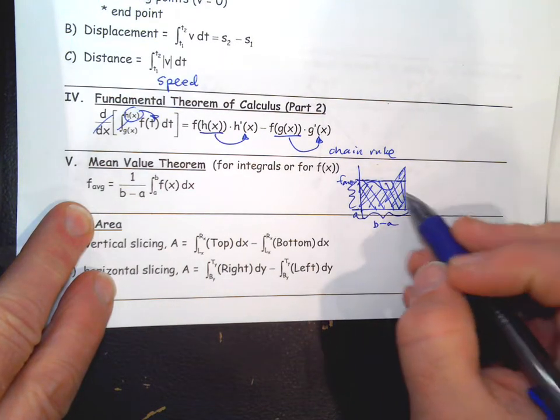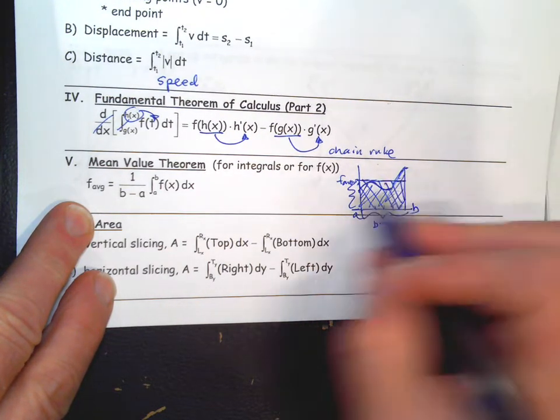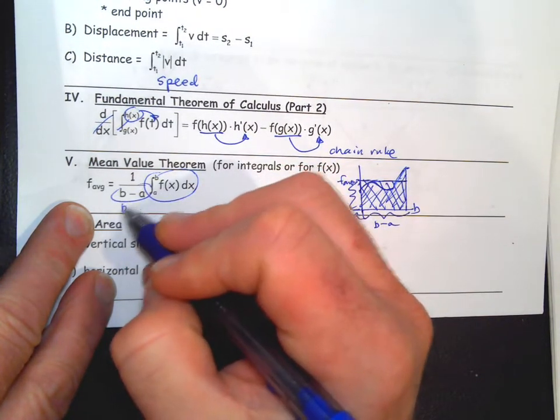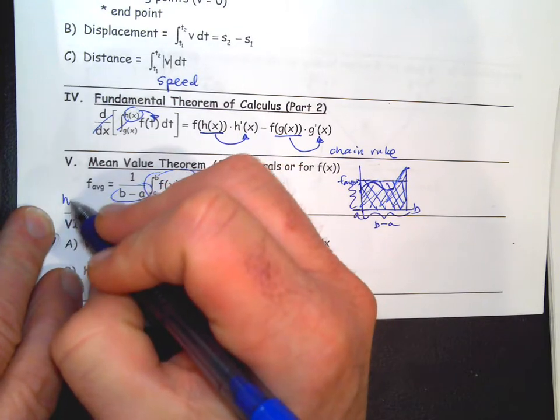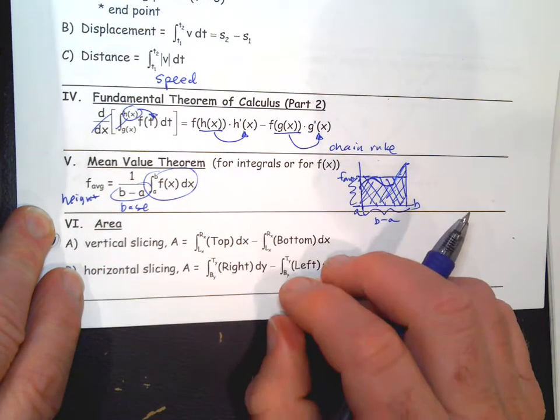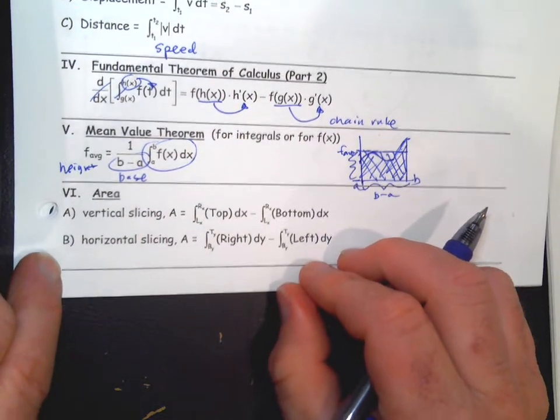So what we do is we find the area under the curve, which is the area in the rectangle, and then we divide by the base of the rectangle, and it gives us the height of the rectangle, which is the same as the average height of the function, the average y value of the function.